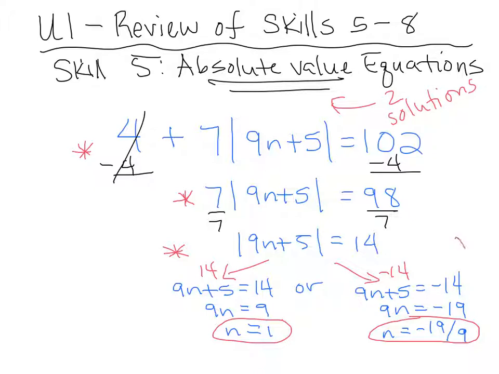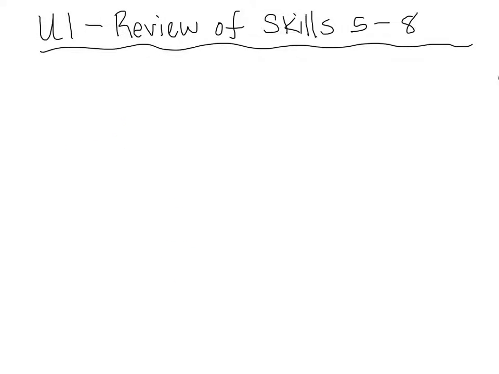19/9. Okay, and if you wanted to rewrite this as negative, let's see, that would be 2 and 1/9, that would be fine, or that's also equal to negative 2.1 repeating. So either of those answers would be fine. Okay, let's go ahead and look at skill 6.